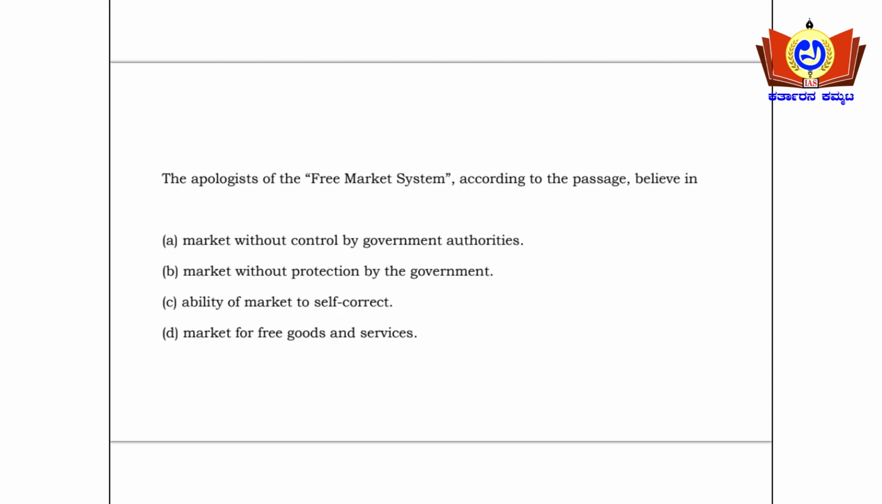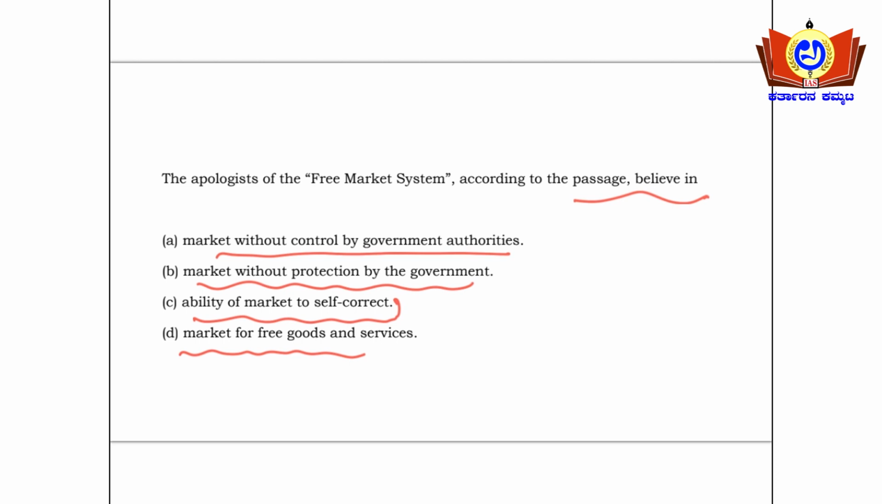The apologists of the free market system, according to the passage, believe in: market without control by the government authorities, market without protection by government, ability of the market for self-correction, market for free goods and services. Okay, I'll read the passage once again. The apologists of the system continue to justify the success of capitalism and argue that the recent crisis was a blip. Why are they saying that?